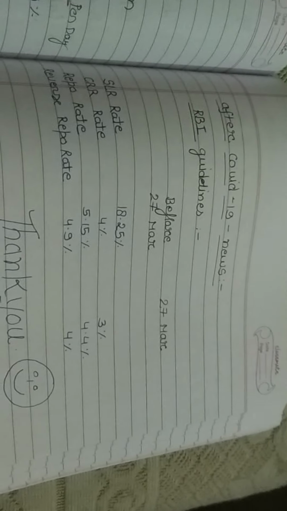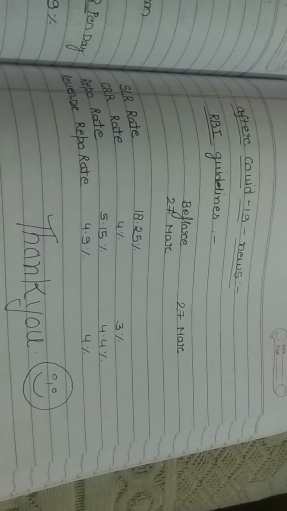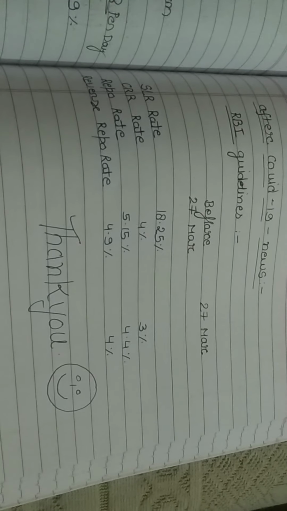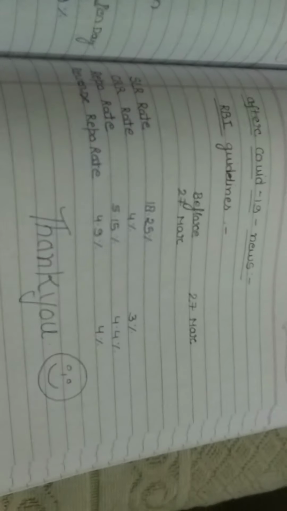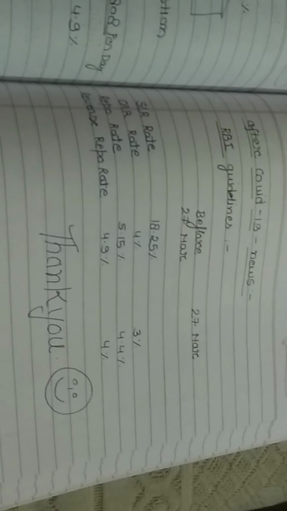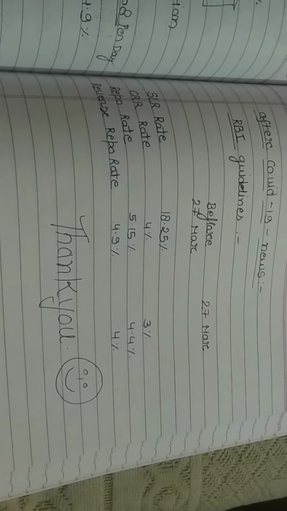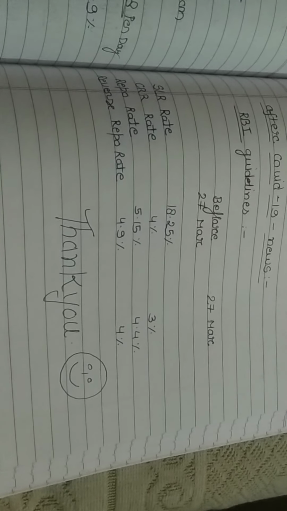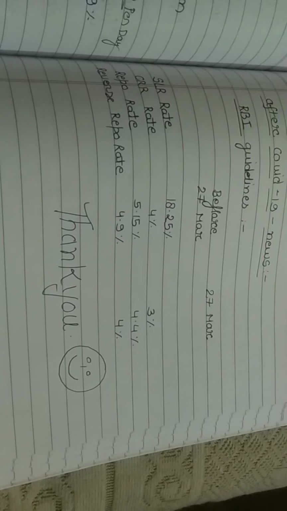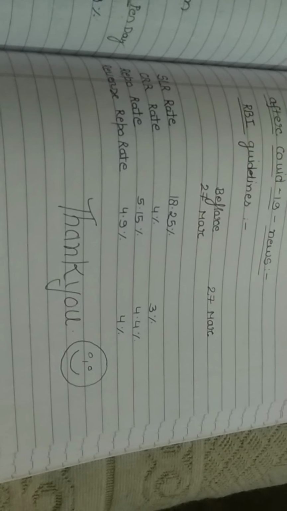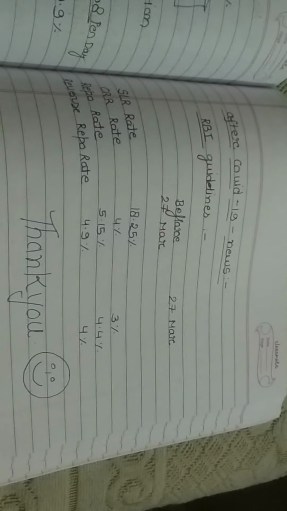And if we talk about the current situation after the COVID-19 news, the RBI guidelines before 27th of March and after 27th of March: SLR rate is 18.25%, and the next is your homework, please get it. CRR rate is 4%, and on the 27th of March it was changed to 3%. Repo rate is 5.15%, now 4.4%. Reserve repo rate is 4.9%, now it is 4%.